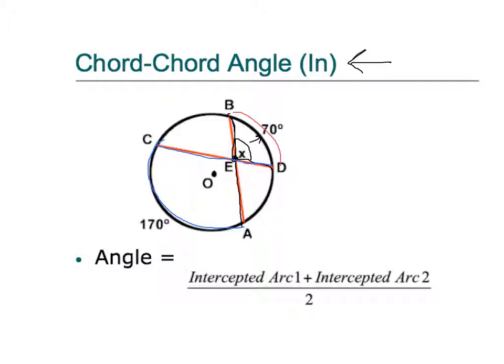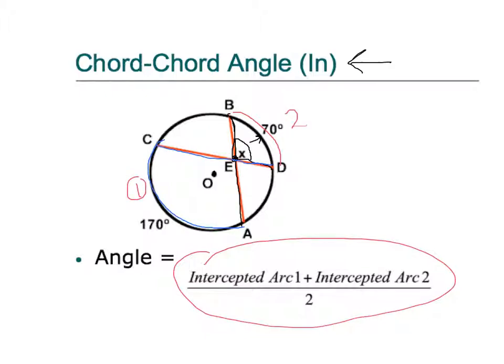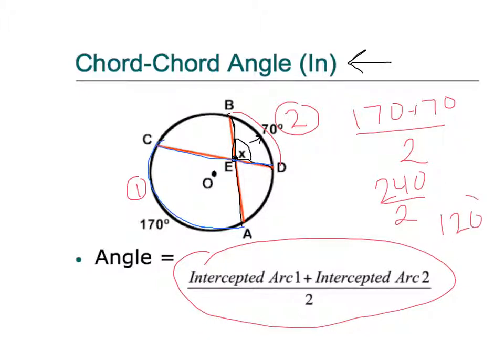Now the way to find a chord angle, an angle whose vertex is somewhere inside of your circle, I use this formula over here. And again, I'll show you on Geometer Sketchpad in class how it works. But I take one intercepted arc, which is right here, I add it to the other intercepted arc, which is right here, and I divide by 2. So in this case, I would do 170 plus 70 divided by 2. I get 240 on top, divide that by 2, and my answer is 120 degrees.